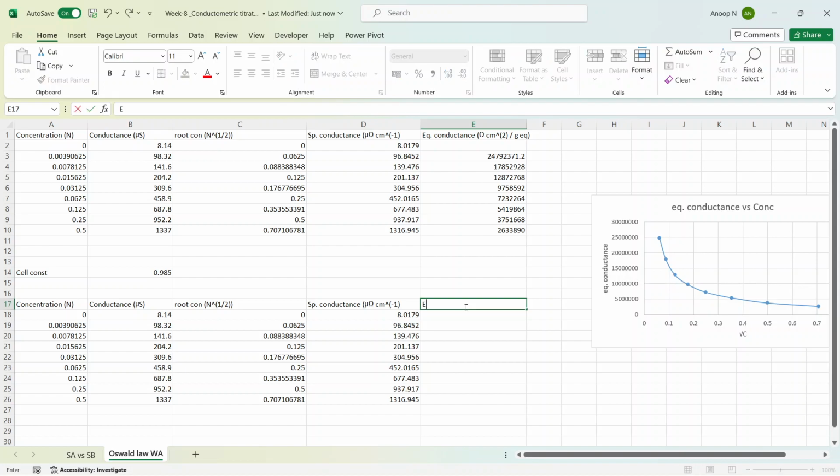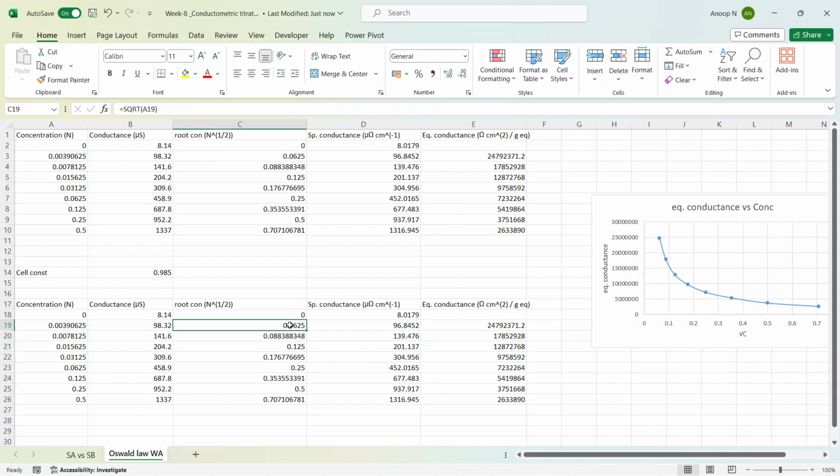Then you have to calculate equivalent conductance. Here also, just copy it. So how will it be? Equal to 1000 L by C, right? You can see the first value, since the denominator will be 0, you can't calculate. So 1000 L by C. We'll write equal to bracket 1000 into L divided by C. So you'll get a value. Similarly, you can drag it down.